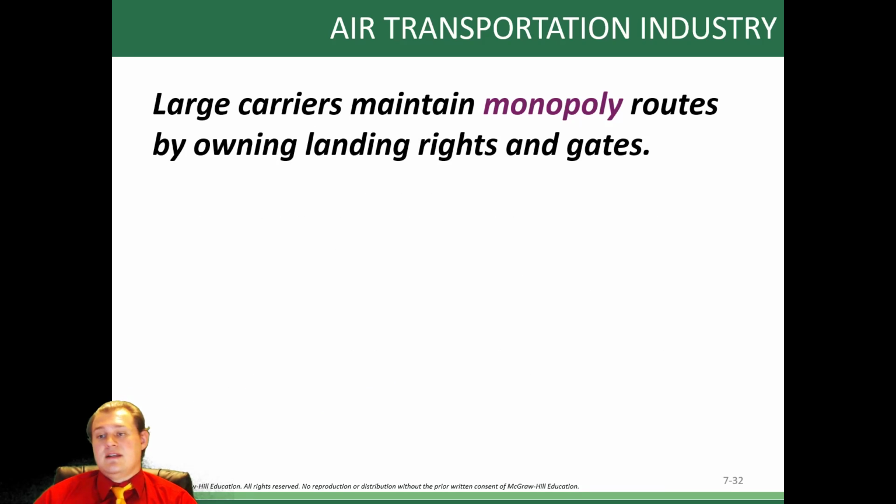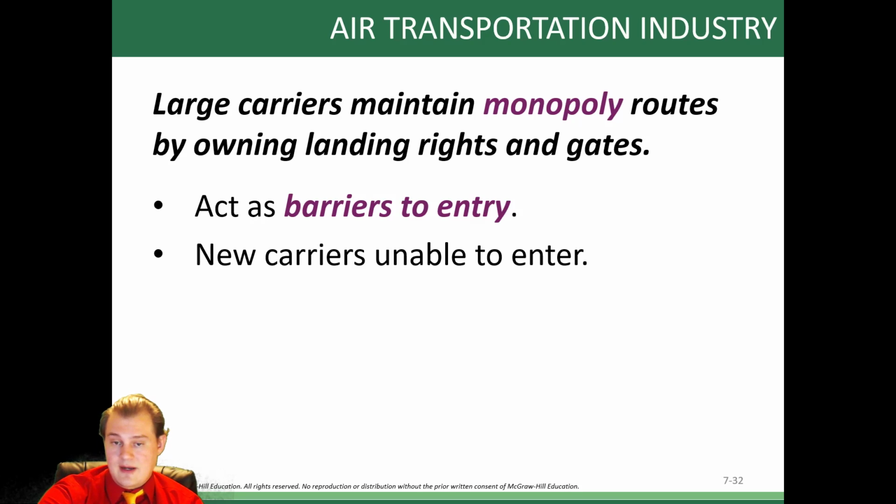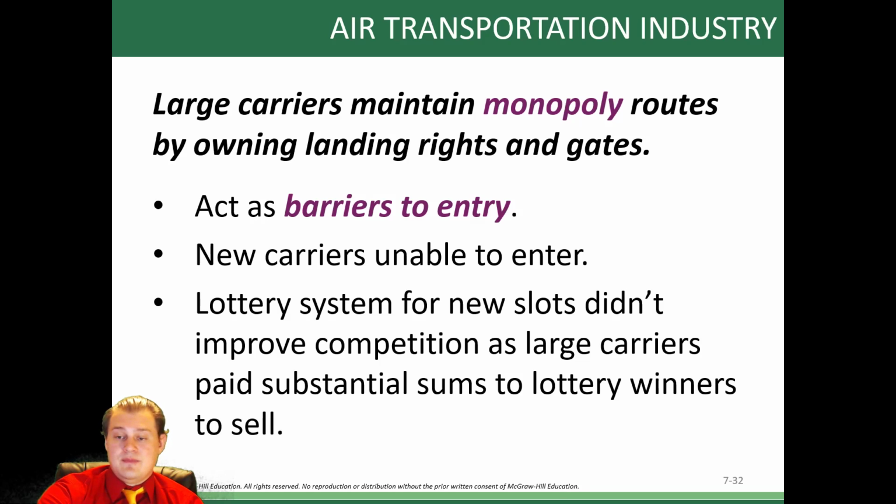Large carriers maintain monopoly routes by owning landing rights and gates. Those act as barriers to entry. If you have licensing, this is an example in the airline industry. New carriers are unable to enter. All you have to do is make it so no one can come in. A lottery system for new slots didn't improve competition, as large carriers paid substantial sums to lottery winners to sell.